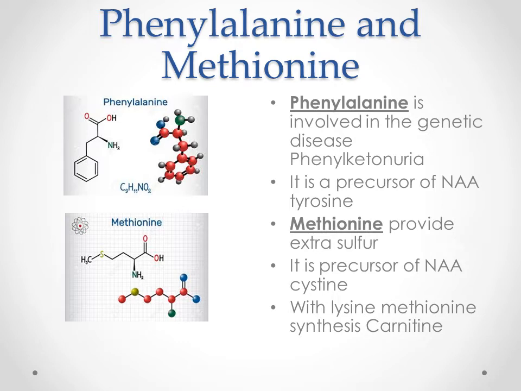Phenylalanine and methionine. Phenylalanine is involved in the genetic disease of newborns, phenylketonuria. It is a precursor of the non-essential amino acid tyrosine. With tyrosine, it forms the hormones thyroxine and epinephrine. Methionine is a major source of dietary sulfur. It is involved in the sulfur-containing renal calculus, cystine stone, in a genetically predisposed person. With lysine, methionine synthesizes carnitine, a non-essential amino acid.